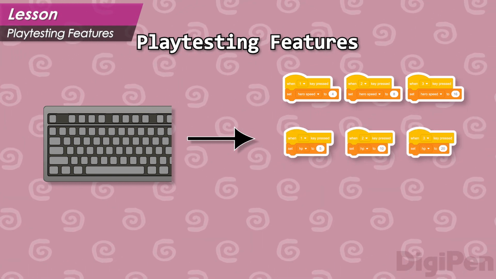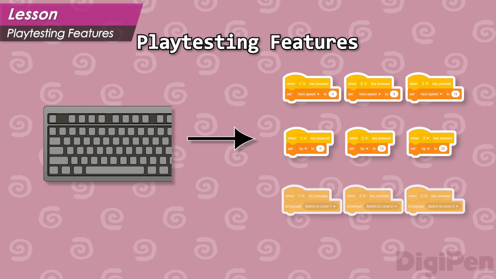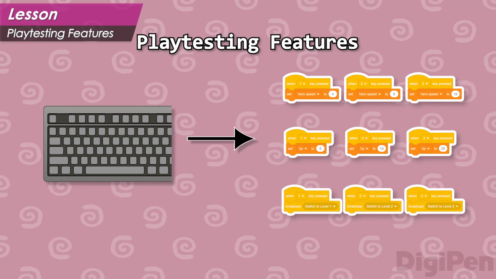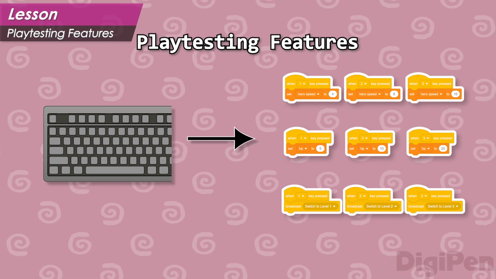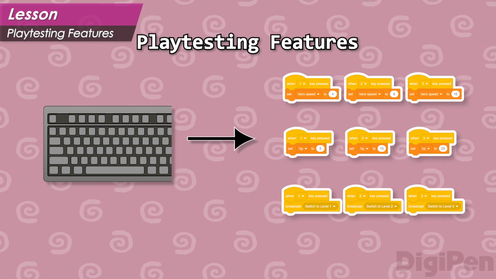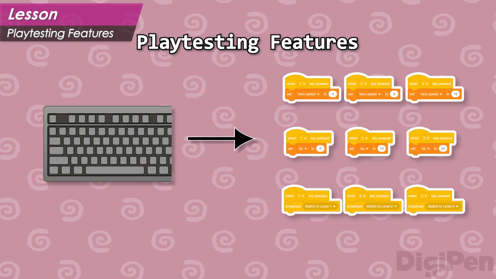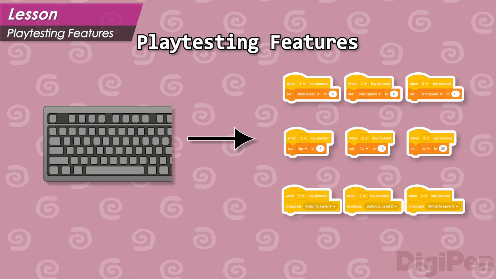If your game has multiple levels, you can add keys to skip to any level you like. Features like these can save you a lot of time. Before you release your game to the world, you can remove them, or leave them in as secrets for players to discover.